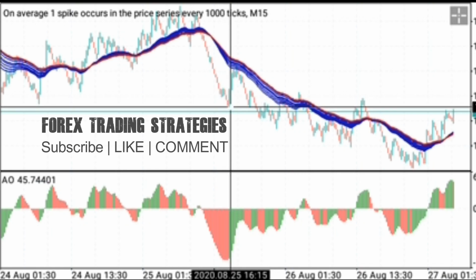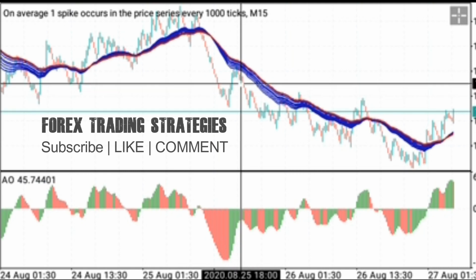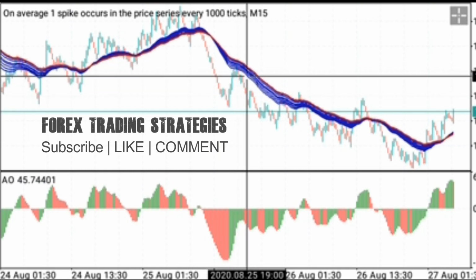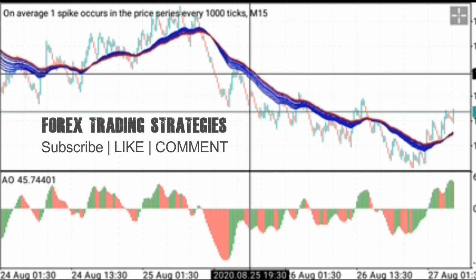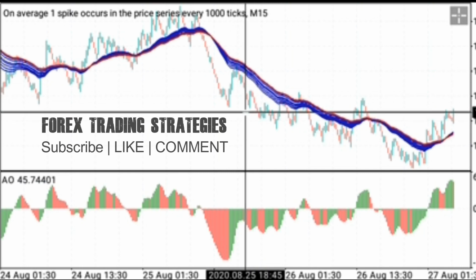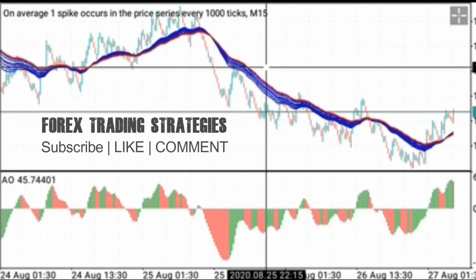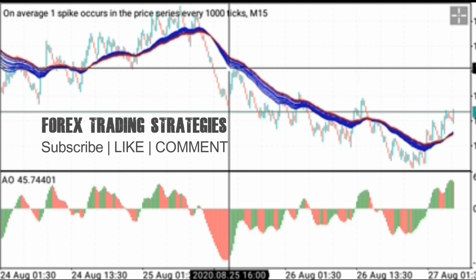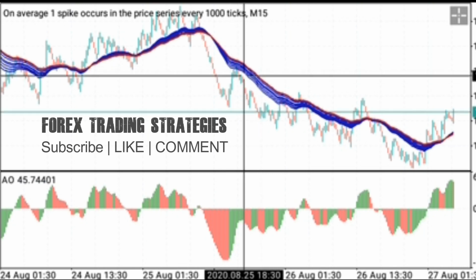Then wait again for price to come into the rainbow and see how it reacts, whether it's going to break out or it's going to just bounce back down. When your awesome oscillator turns red as price is moving away from the rainbow, you take a sell. That's all there is to it.